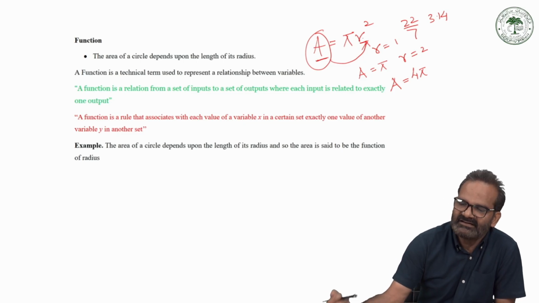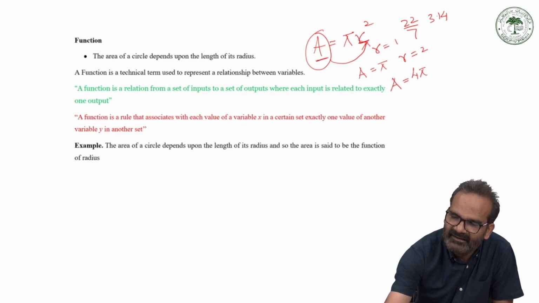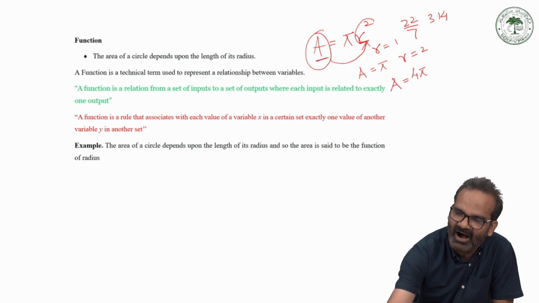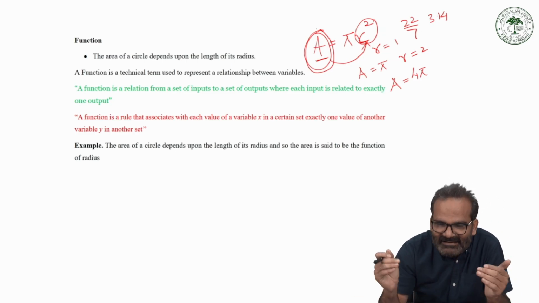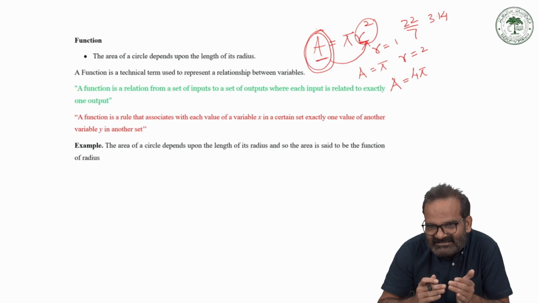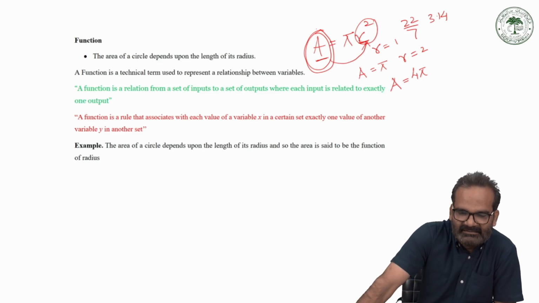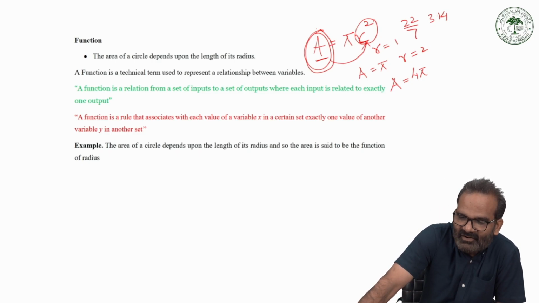So in fact, what is here, the radius of a circle is taken as input. Whatever input you give, whatever value of r you take, you will get the corresponding value of A. So we can say that mathematically the area is a function of the radius of a circle. Look at an example here. The area of a circle depends upon the length of its radius, and so the area is said to be a function of the radius, right?